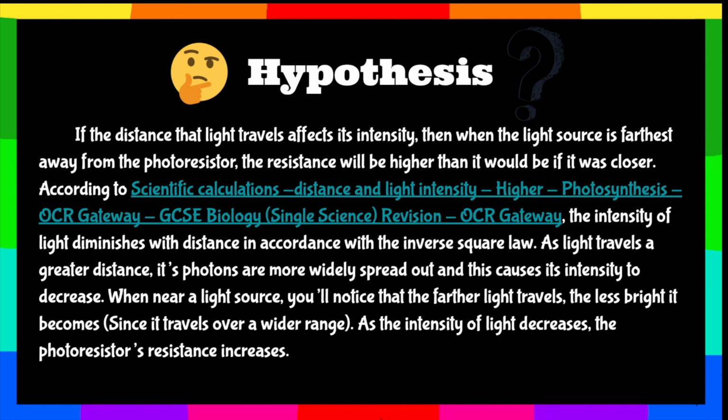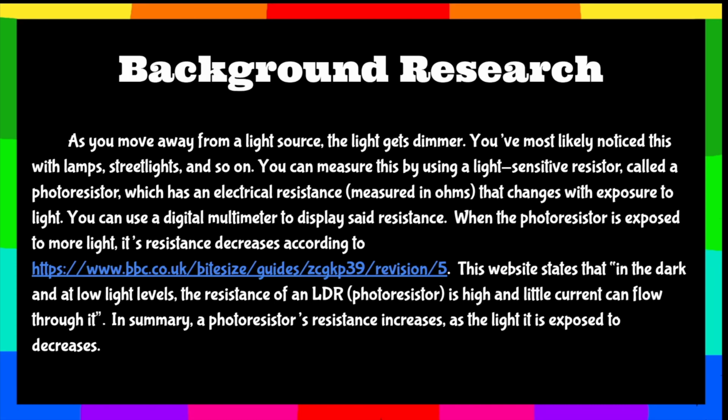According to this website, the intensity of light diminishes with distance in accordance with the inverse square law. As light travels a greater distance, its photons are more widely spread out, and that causes its intensity to decrease. Our background research was, as you move away from the light source, the light gets dimmer. You most likely notice this with lamps, streetlights, and so on.